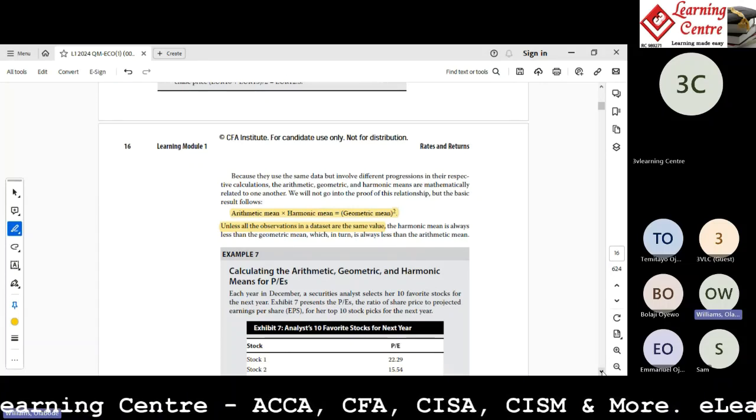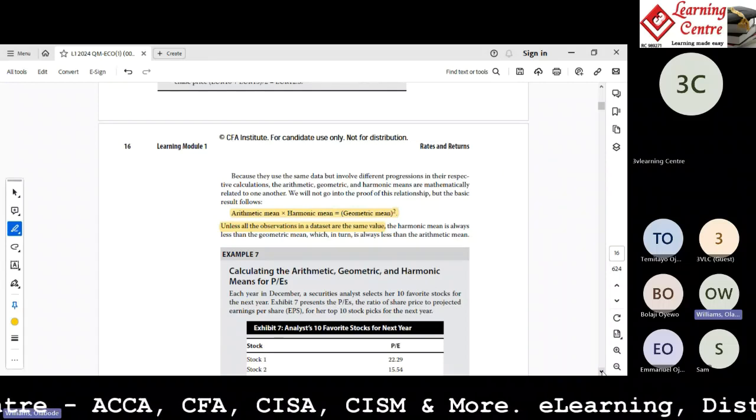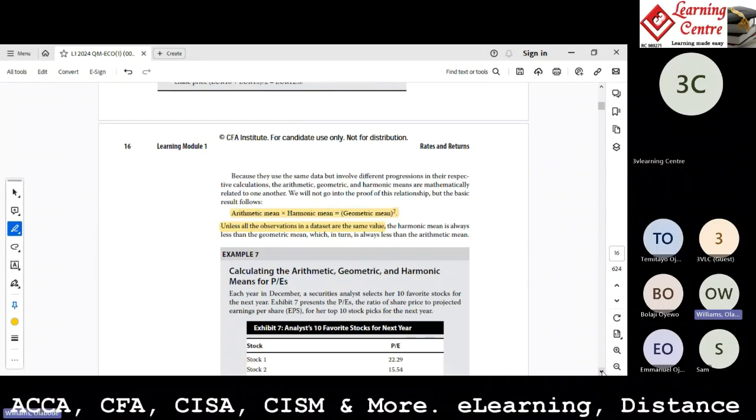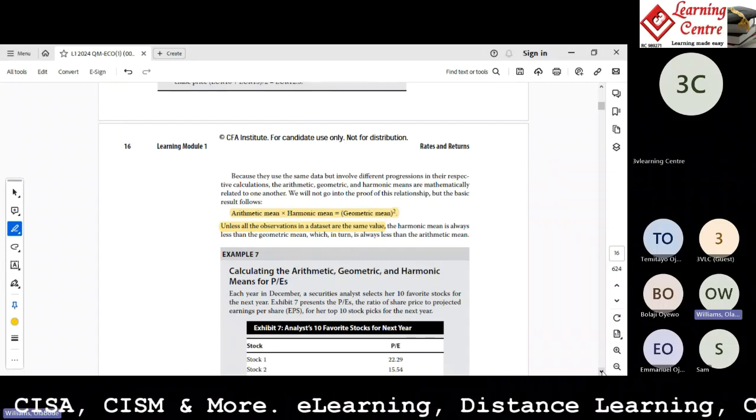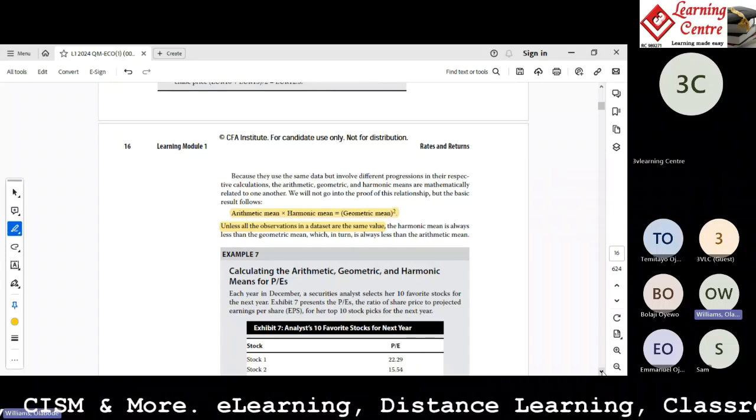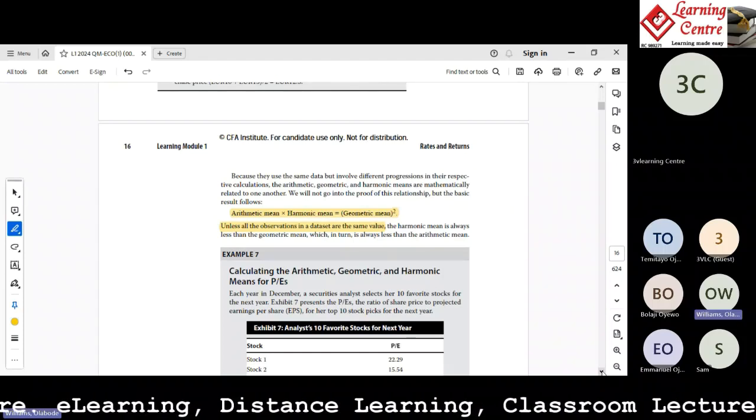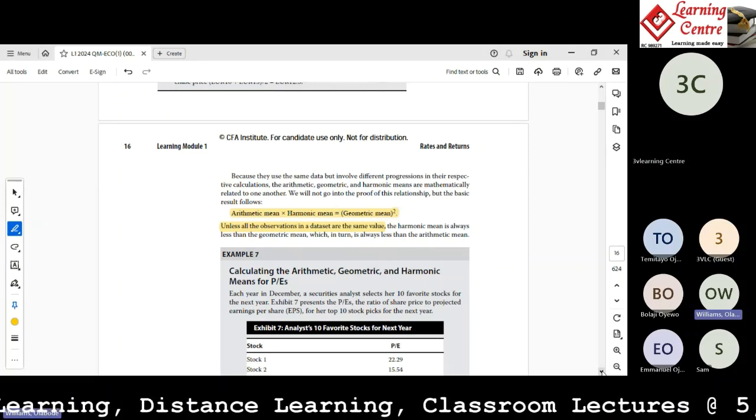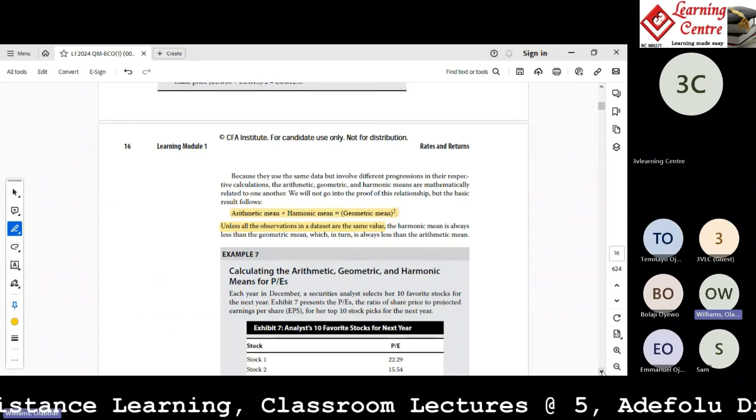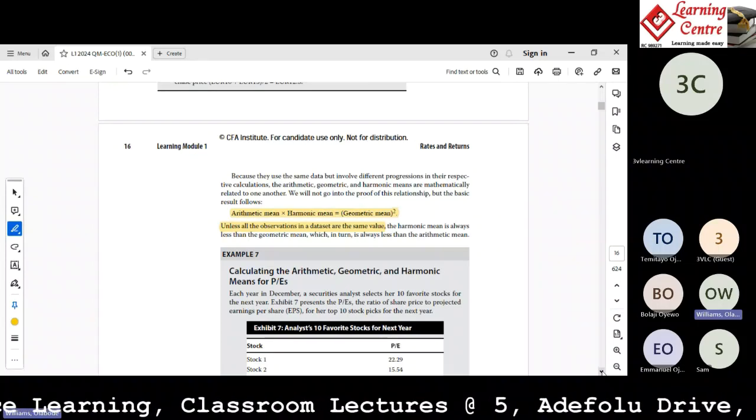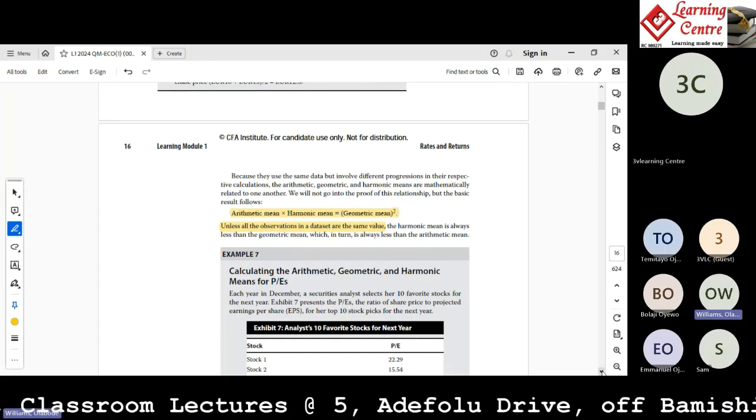So if the data set for your observation are all the same, then your harmonic mean would be equal to your arithmetic mean and equal to your geometric mean. And that's the only condition in which those three will be equal. But as long as they are not equal, as long as their variability or the range differs, like I mentioned earlier, then your harmonic mean will always be the lowest, followed by your geometric mean, and followed by your arithmetic mean.